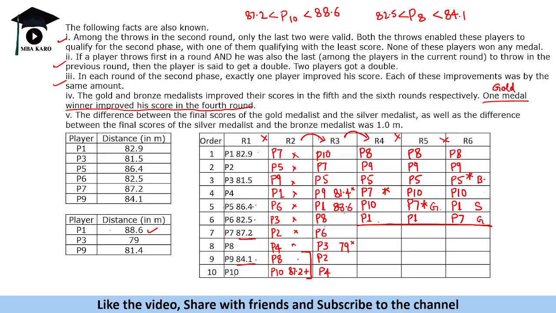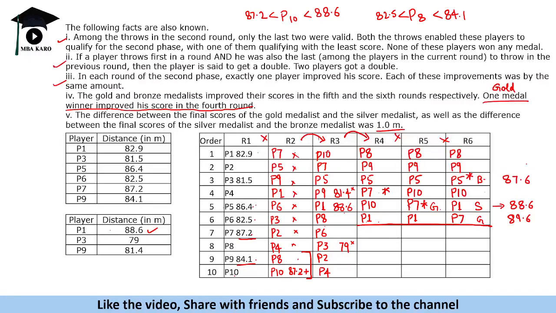Okay, now we know that the distance between these people is, like, first three is one meter difference. So P1's total we know is 88.6. So P1 is getting a score of 88.6, right? So that means the gold medal winner will get a score of 89.6, and this P5 will get a score of 87.6. Now P1's score is already made, so that will continue as 88.6.